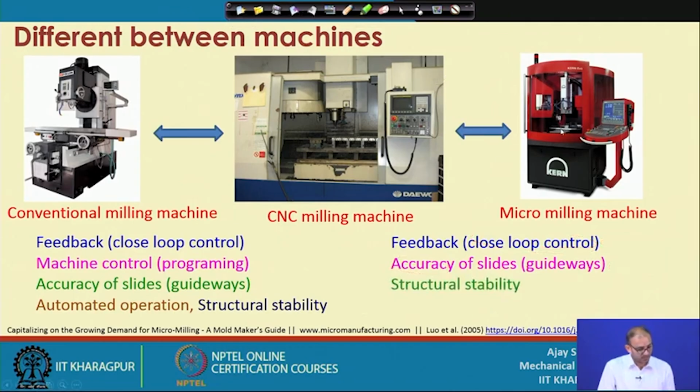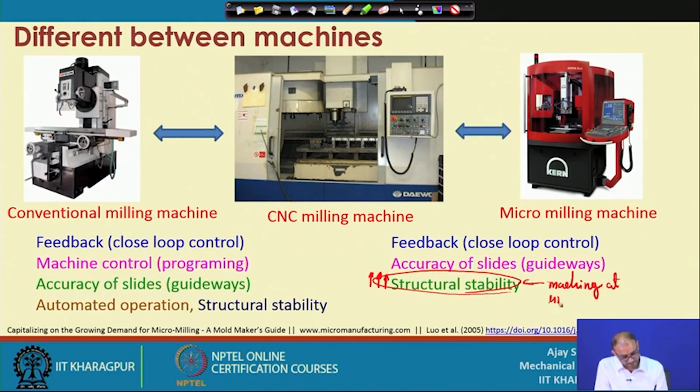Structural stability is more important here, because even a few microns of vibration here and there will destroy your whole component. So, the rigidity or the structural loop stability should be extremely high in this particular case, and which is not the case of the first two. So, this should be very, very high, and then only you can get the machining at micro scale, correct.